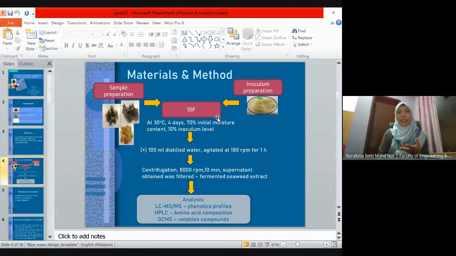At the end of the fermentation, 100 ml of distilled water was added and agitated at 180 RPM for 1 hour, followed by centrifugation and filtration. 3 analyses were conducted, which is LC-MS-MS to determine the phenolics profile, HPLC to investigate the amino acid composition, and GCMS to determine the volatile.